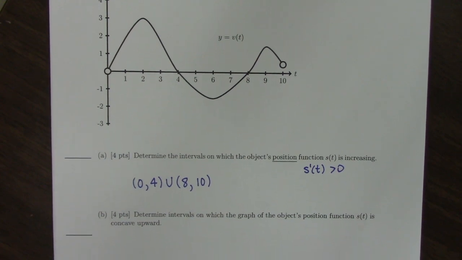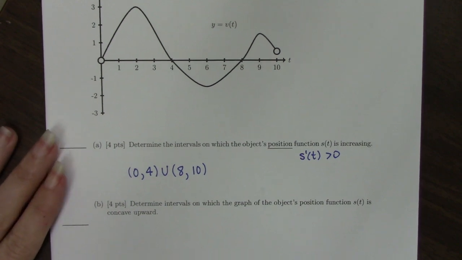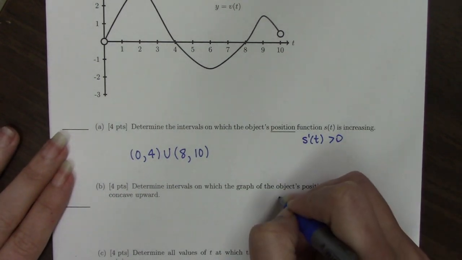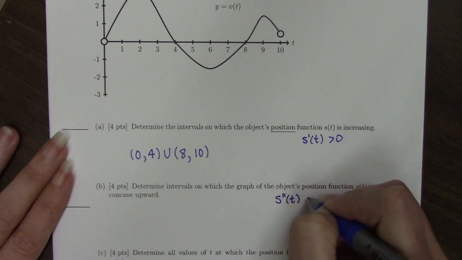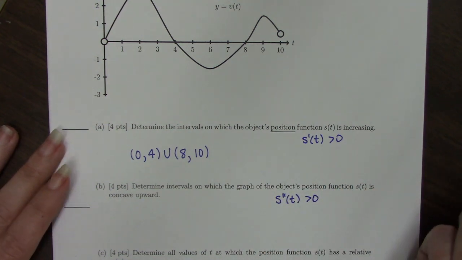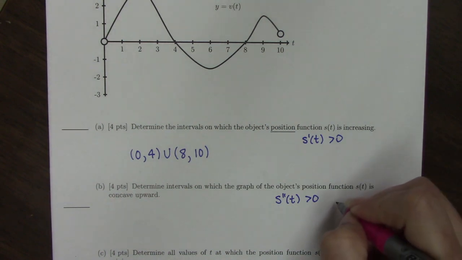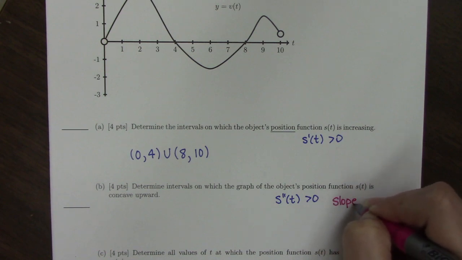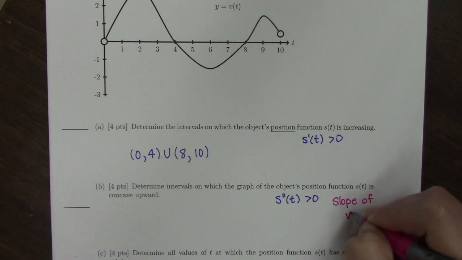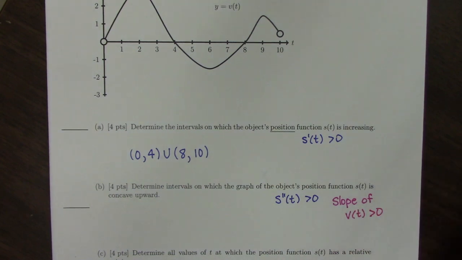Determine the interval in which the graph of the object's position is concave upward. So we know something's concave upward when the second derivative is positive. So if you are looking at the first derivative graph, the only way to get a read on the second derivative is to look at the slope of the tangent line. So we need to know, where is the slope of v of t positive?